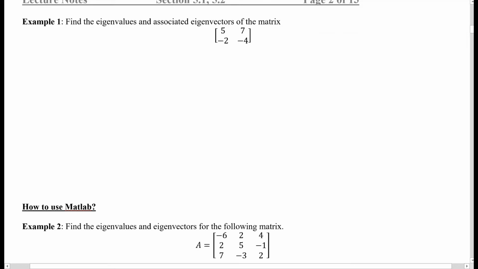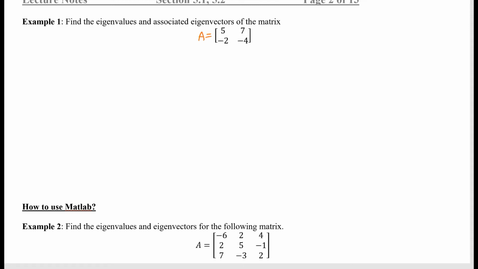If you totally forgot what eigenvalues and eigenvectors are, please go to my course website, go to my linear algebra and differential equation course, and find the notes and videos in chapter 6. Okay, let's find eigenvalues and eigenvectors for the following matrix.